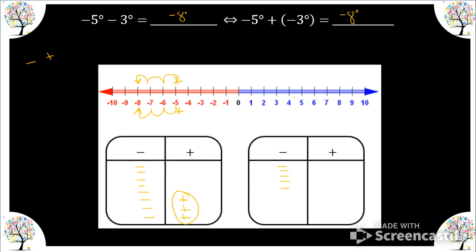In this example, we're going to have 5 negatives, and we're going to add 3 more negatives. We have a total of 8 negatives.